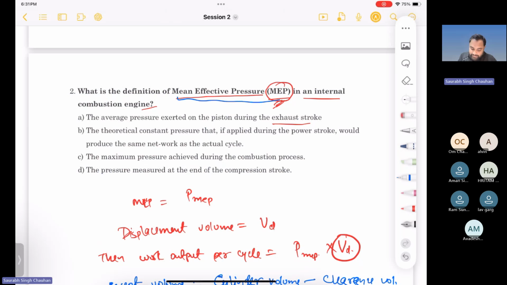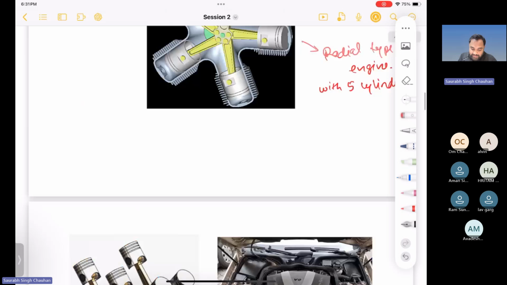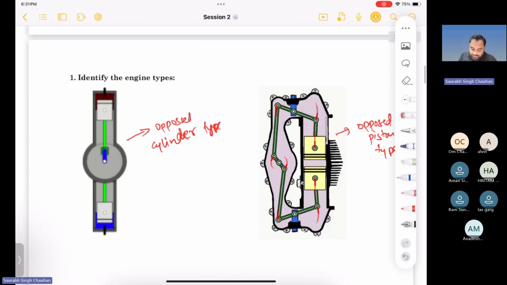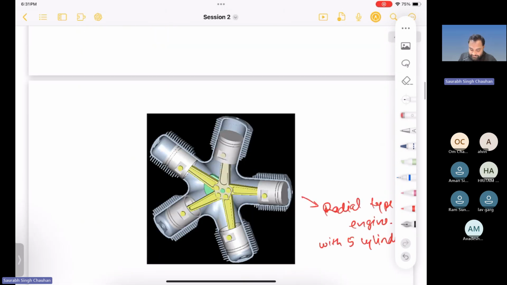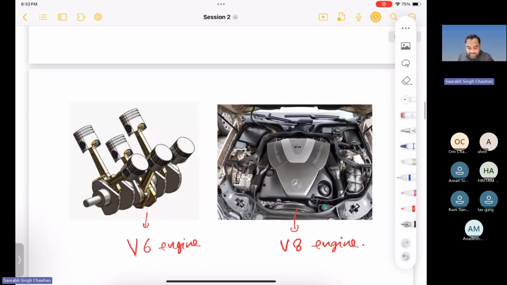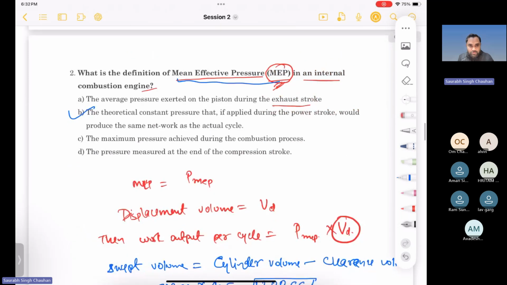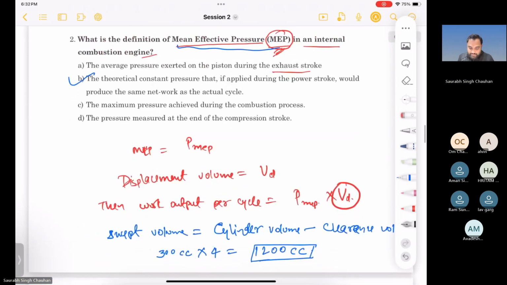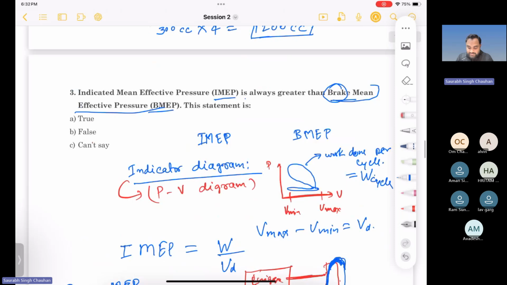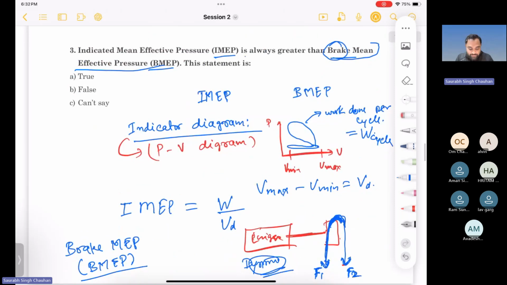What is the definition of mean effective pressure? This is part B, right? I try to write the answer so that those who could not join the live session, if they later go through this document, should have an idea what we have discussed. Okay.